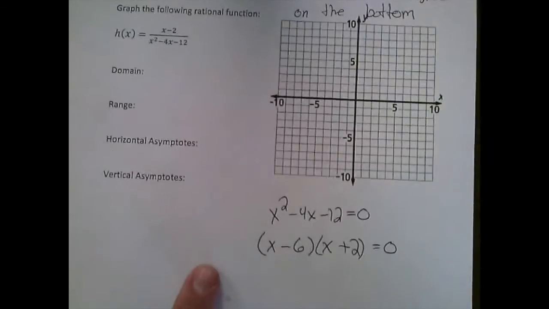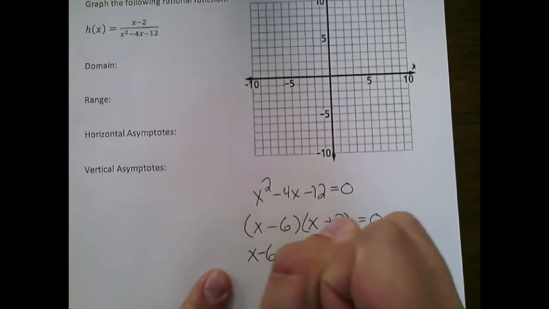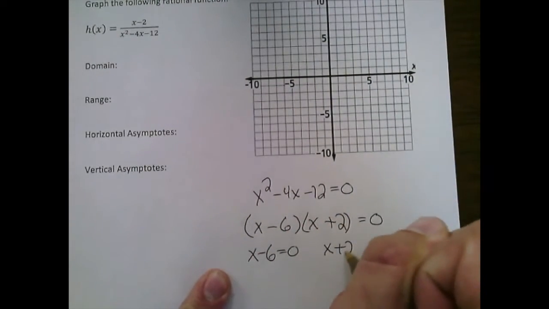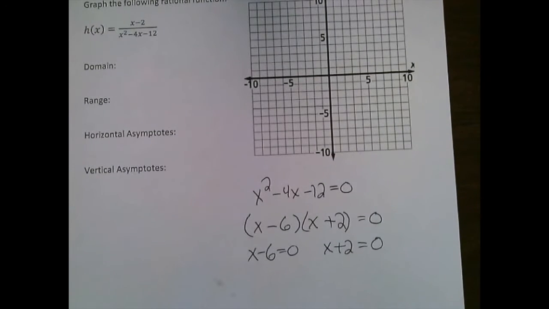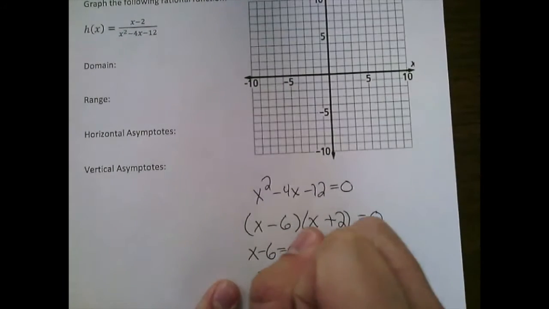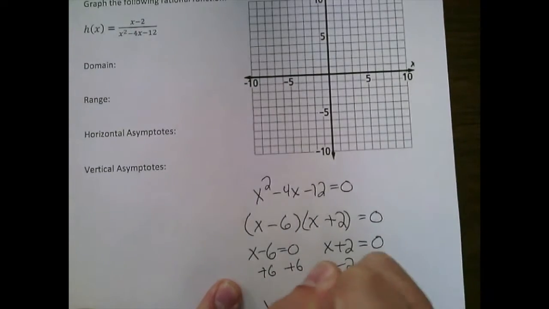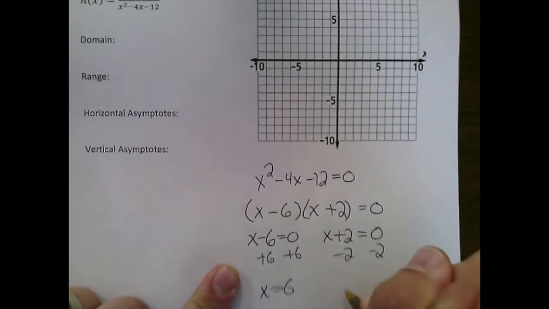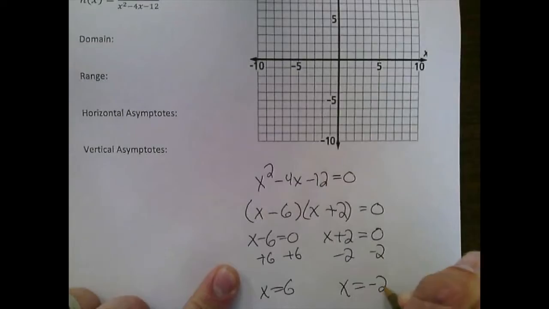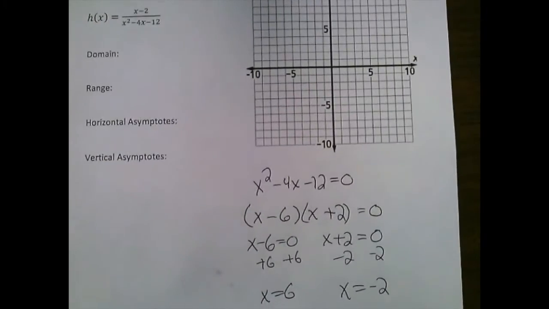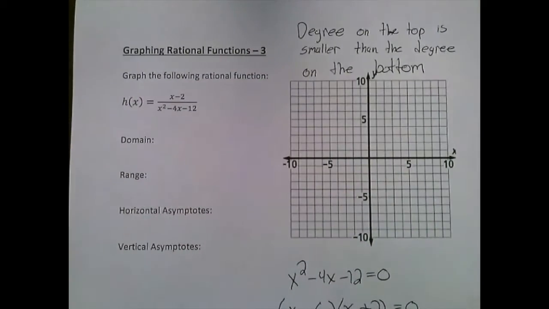Once we're factored, solving by factoring says take each factor, set it equal to 0, and solve. So I'm taking that x minus 6 and setting it equal to 0, and taking that x plus 2 and setting it equal to 0. Add 6 on this one, subtract 2 on that one. We're going to quickly learn that we have x equals 6 and x equals negative 2. Now, those are the x values of my center points that we've talked about before.